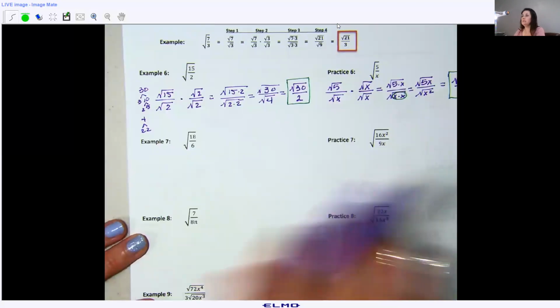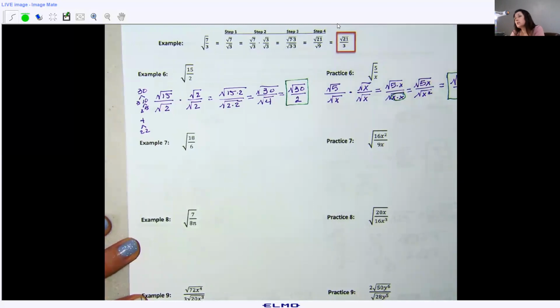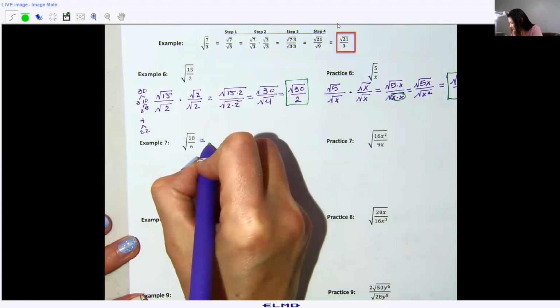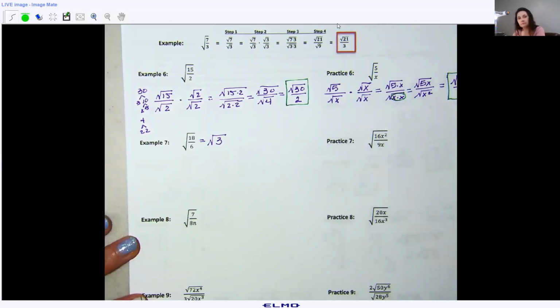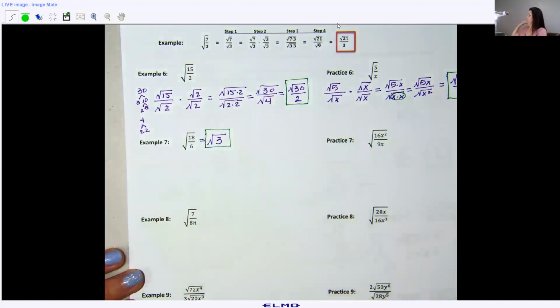Let's look at example 7. Okay, I'm noticing here that I can simplify this fraction before I start to factor it out. So that's what I'm going to do. I know that 18 and 6 are both divisible by 3, right? 3 times 6 is 18. Oh, hold on a second. 18 divided by 6 is 3. I don't need to do anything with that. It's just the square root of 3. Okay, we're done. All right. Well, that was easy.